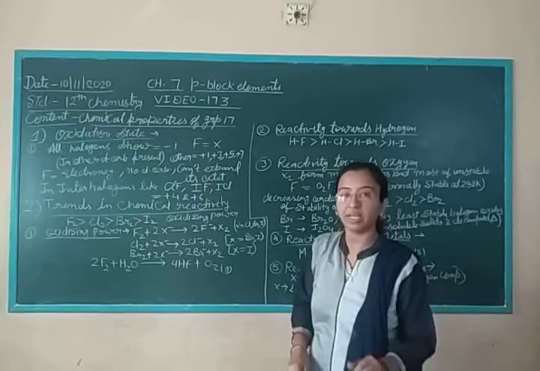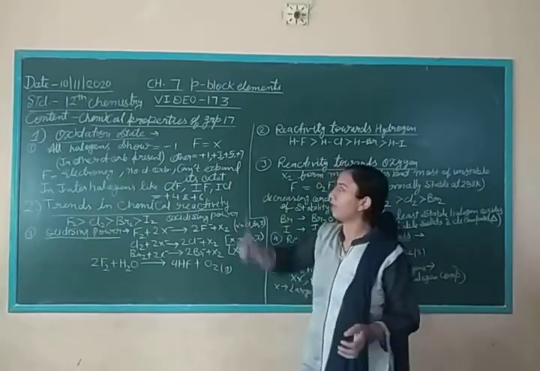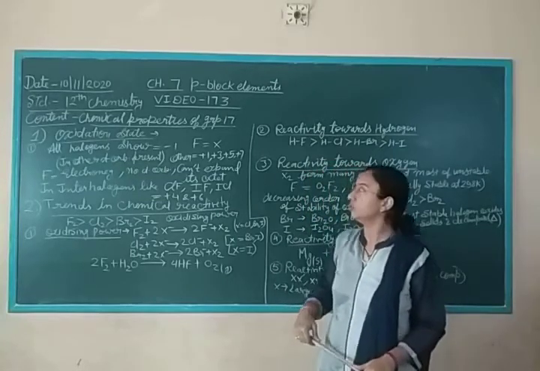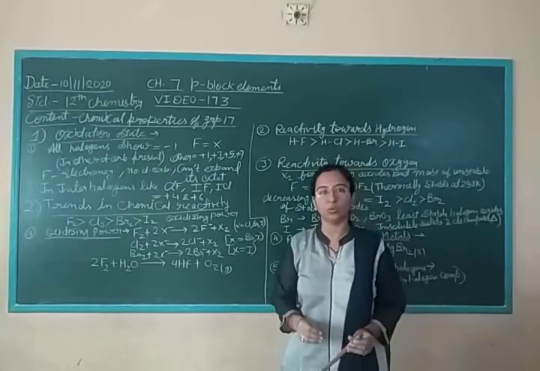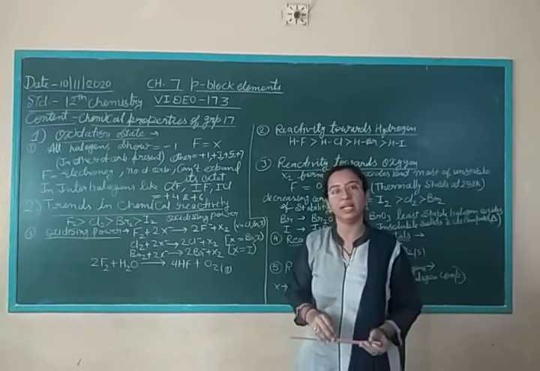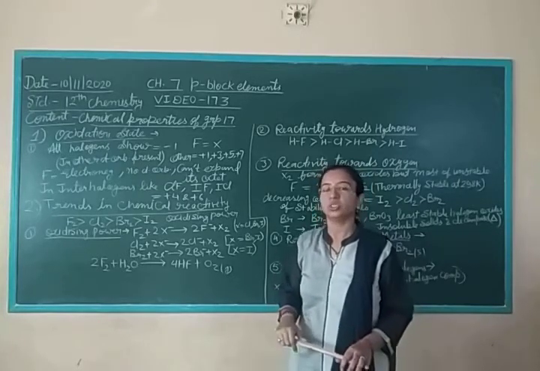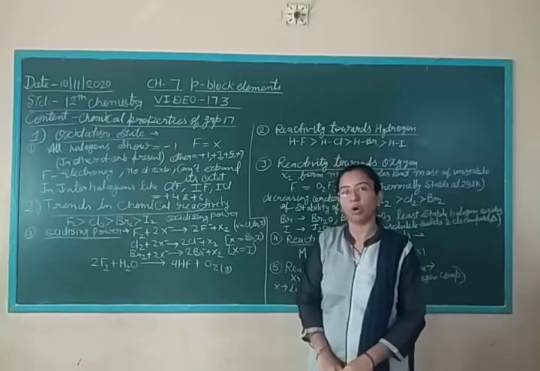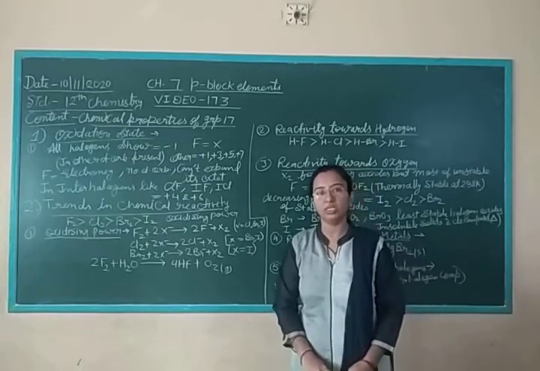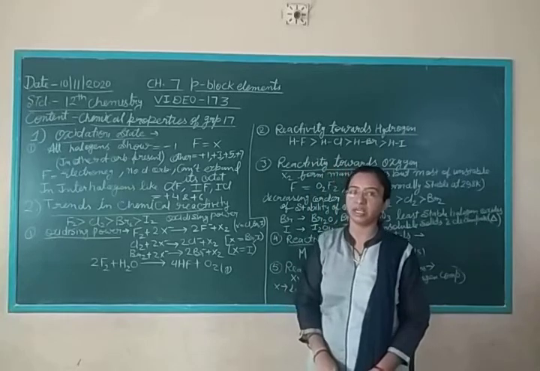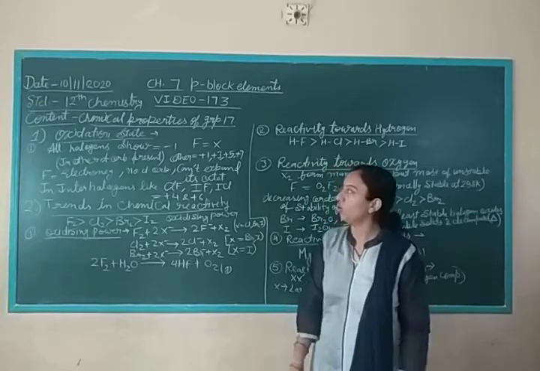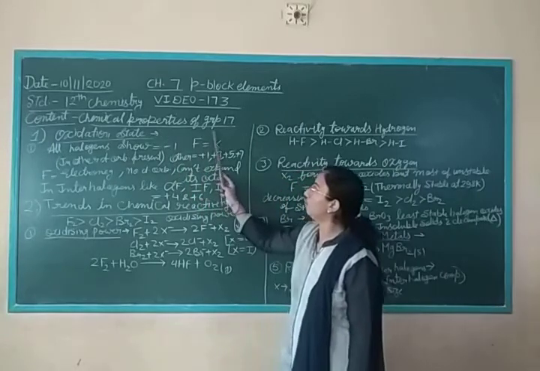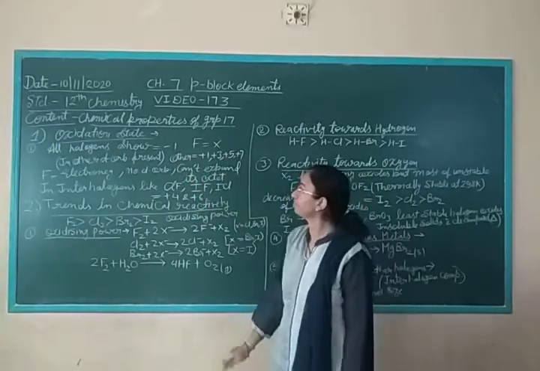Yesterday I completely explained group 17. In group 17 we have fluorine, chlorine, bromine, iodine and astatine. The fluorine symbol is F, chlorine is Cl, bromine is Br, iodine is I, and astatine is At. So today I will discuss the chemical properties of group 17.